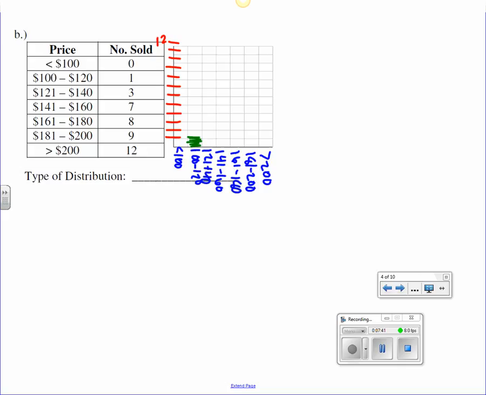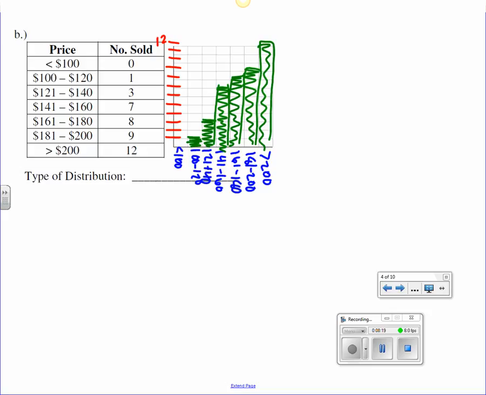121 to 140, it goes up to 3. 141 to 160 goes up to 7. 1, 2, 3, 4, 5, 6, 7. 161 to 180 goes up to 8. And then the next one goes up to 9. All right, and then the last one goes up to 12.